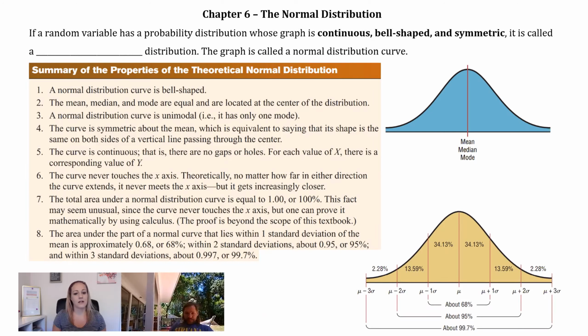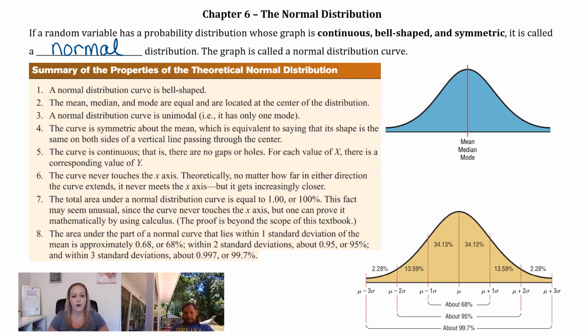Okay, today we're going to start chapter 6, which is going to be all about the normal distribution. So what is a normal distribution? Well, if a random variable has a probability distribution whose graph is continuous, bell-shaped, and symmetric, then it is called a normal distribution. And the graph is itself called a normal distribution curve.